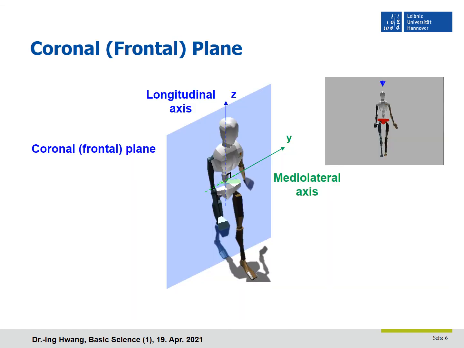First, it is the coronal plane. This plane is also called the frontal plane. This plane contains the longitudinal and medial lateral axis. When you look at the body through the coronal plane, you can have two-dimensional images like the right top. You can also describe the movement on the YZ coordinate system.